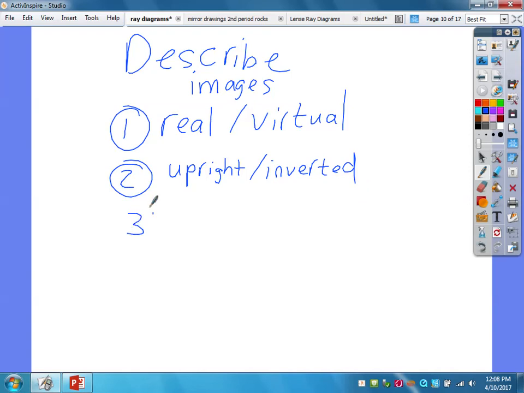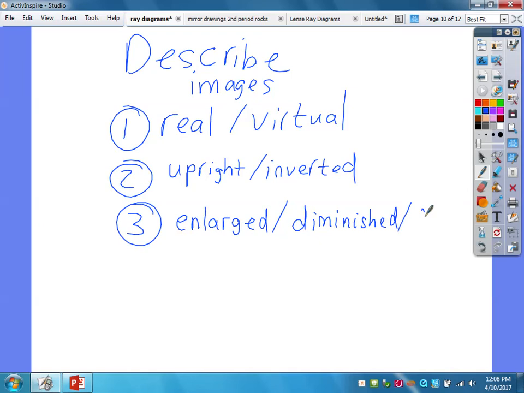The third one is related to magnification. We will say, is your image enlarged, diminished, or same size? Hopefully those are self-explanatory. Enlarged, image is larger than the object. Diminished, image is smaller than the object. Same size, they're exactly the same.